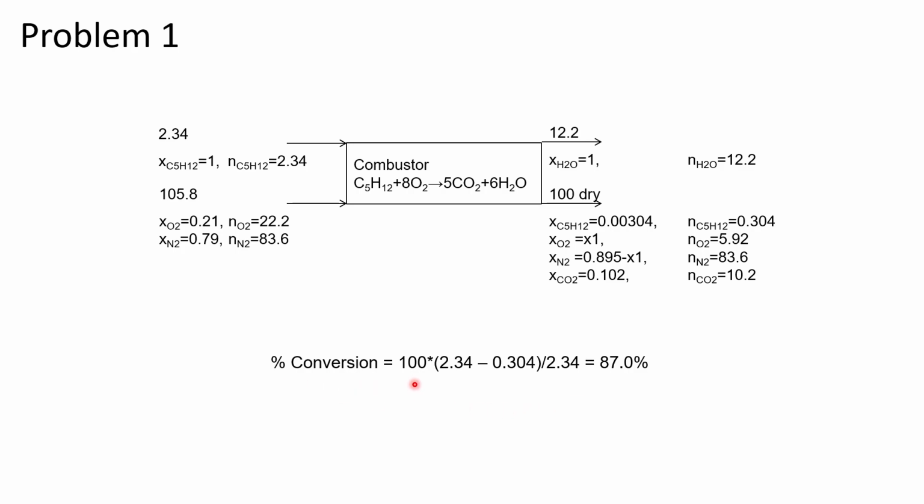The percent conversion is just going to be given by 100 times the moles of pentane that were fed minus the moles that leave, which gives us the moles that reacted, and we'll divide that by the moles that were fed. The moles leaving is a pretty small number, so we expect the conversion to be pretty close to 100%. If we take the moles fed minus the moles that leave, which gives us the moles reacted, divide that by the moles fed, times 100, we get 87.0%.